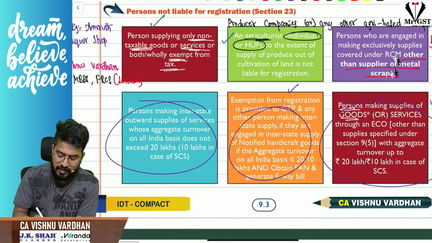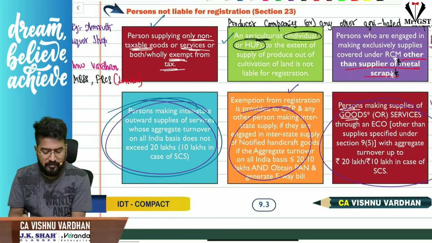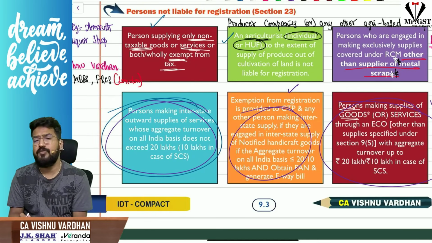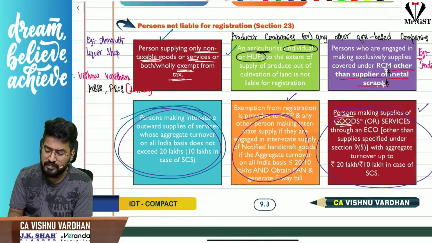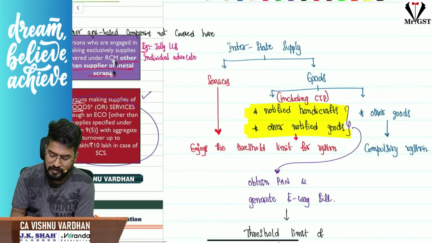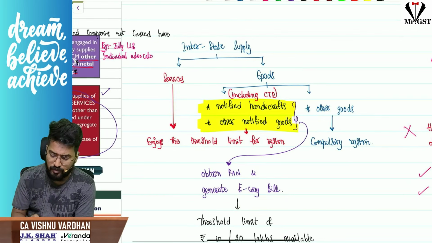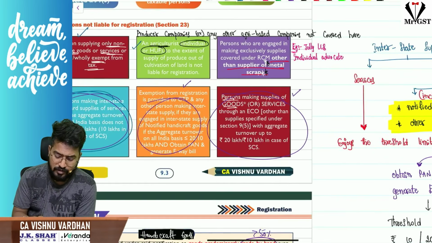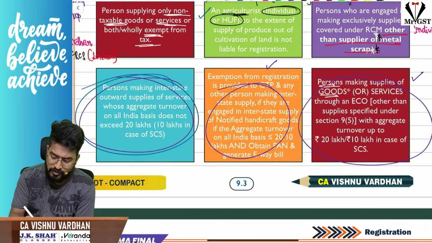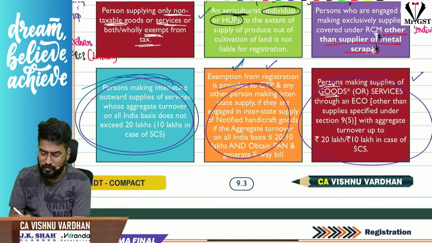Next, persons making interstate supply of services can enjoy the threshold limit of 10-20 lakhs. That is what we have discussed here actually. So if you are making interstate supply of services, straight away you can enjoy the threshold limit. But if you are dealing with goods, you should definitely go for compulsory registration. Otherwise, in case of notified handicraft goods, all that stuff. So this point also is already discussed, regarding notified handicraft goods.